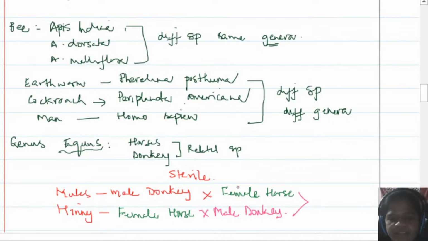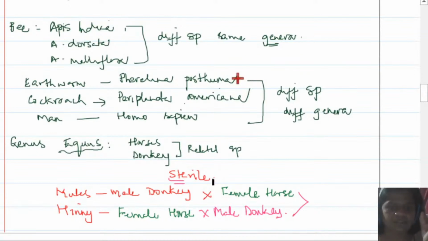These are exceptions because usually species interbreed within their own species, but we can interbreed closely related species. For example, in genus Equus, if you cross a horse and a donkey, you get an offspring, but these are sterile. Okay, remember that. With that, we come to the end of the concept of species.